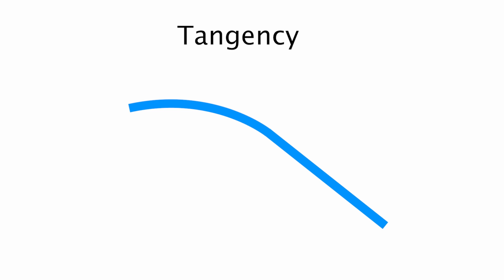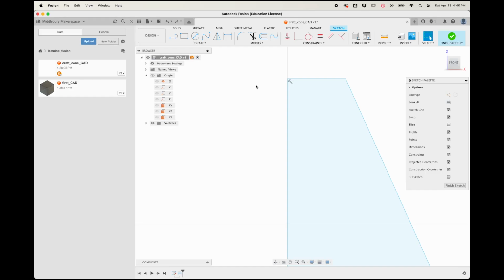And you can think of tangency here as simply the notion that as a straight line transitions into a curve, there is no bulge and there is no divot or wrinkle. Just a nice, smooth, perfect transition. So how do we get that? Well, let's look again at the fillet tool. The promise of the fillet tool is that it will make a curve that is guaranteed to be tangent to the two straight lines that you select.